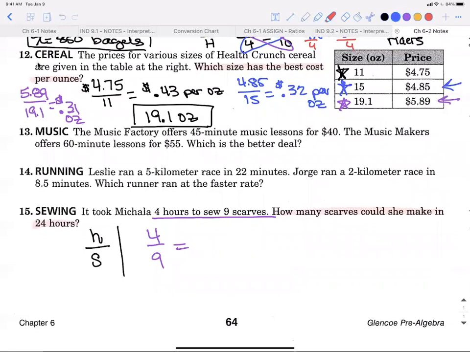Rayleigh, what's my next fraction going to look like based on this information? It says how many scarves could she make in 24 hours? So what information am I given? Okay, so is that going to go in the top or the bottom? 24. Whoa, that was funky looking. There we go. 24 over what?